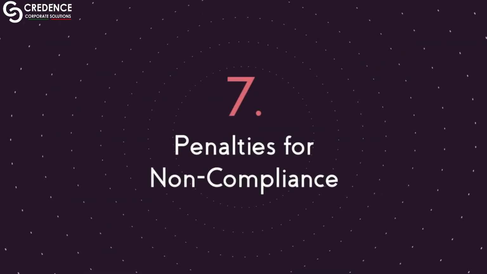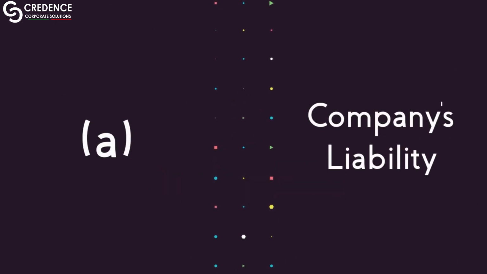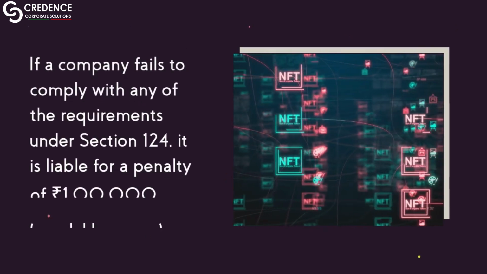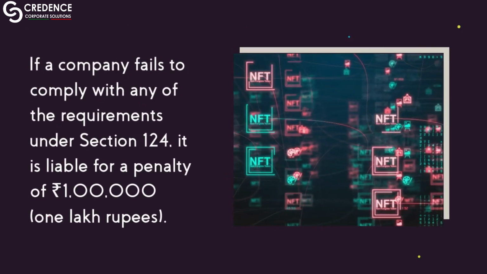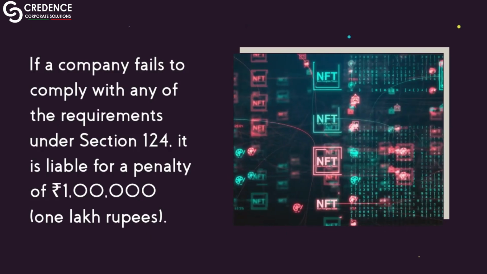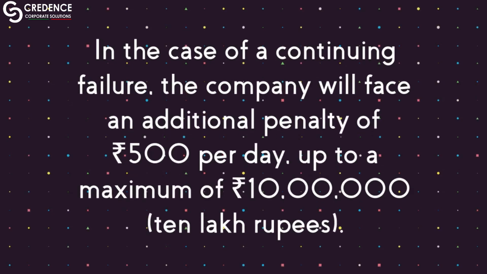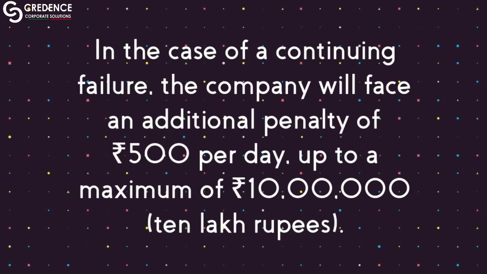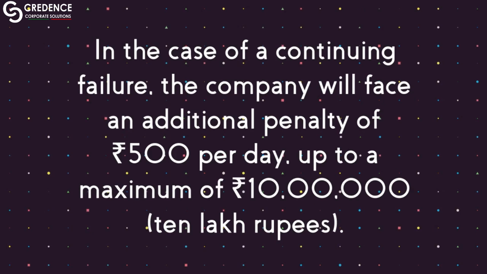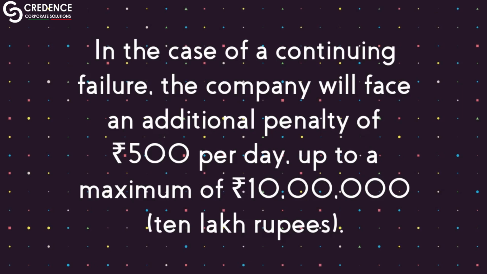7. Penalties for non-compliance. A. Company's liability. If a company fails to comply with any of the requirements under Section 124, it is liable for a penalty of 1 lakh rupees. In the case of a continuing failure, the company will face an additional penalty of 500 rupees per day, up to a maximum of 10 lakh rupees.